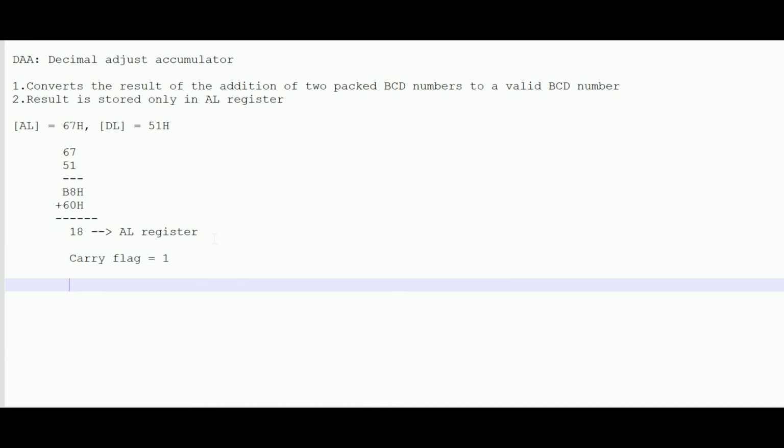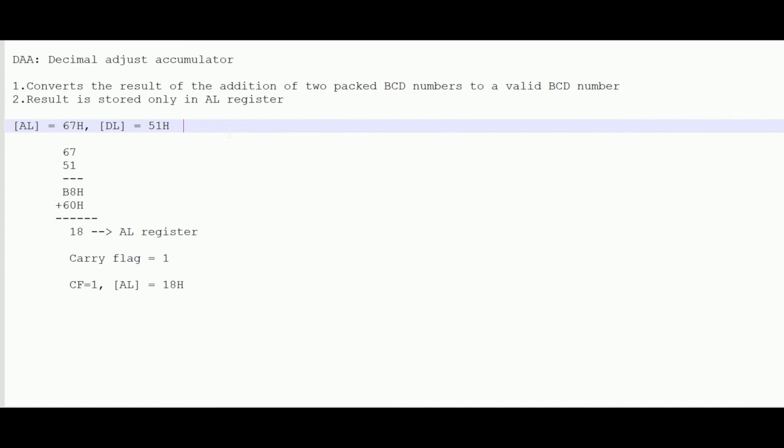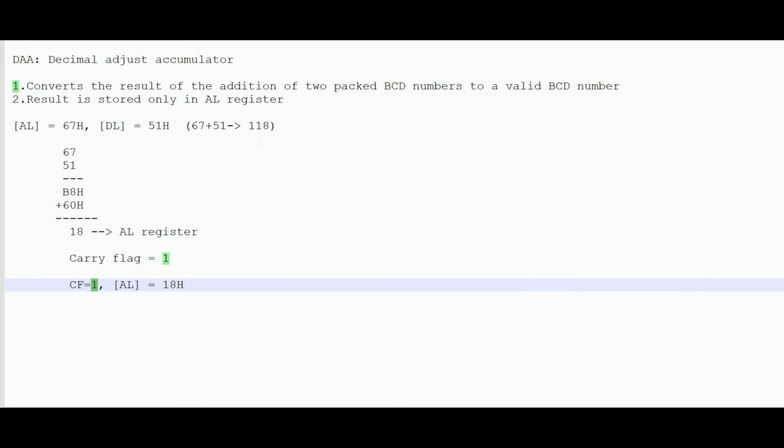So let me just have a summary of the entire execution. Your carry flag is set to 1, and the content of your AL register is 18H. Now if we add 67 and 51 in decimal, it gives you 118. This one is equivalent to the carry flag, your most significant digit, and the remaining 18 is the content already there in your AL. So this pretty much sums up your decimal adjust accumulator.